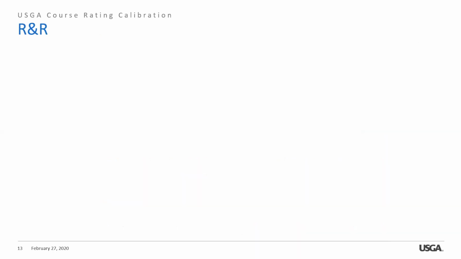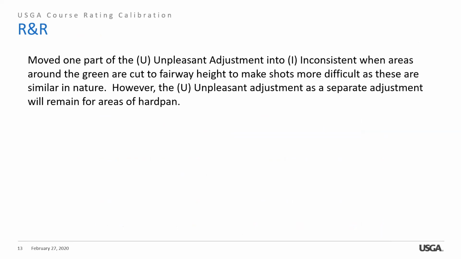All right, R&R. So R&R, or recoverability and rough, is one of the adjustments. We've actually moved one part of the U, or unpleasant adjustment, into the I, inconsistent, when areas around the green are cut to fairway height to make shots more difficult, as these are similar in nature. However, the U, unpleasant adjustment, as a separate adjustment, will remain for areas of hard pan.